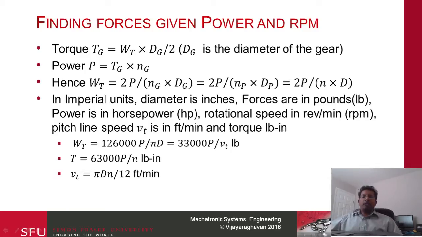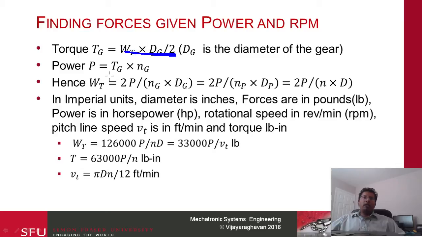So typically what happens in the design process itself is you'll probably know the power. So first we'll look at the formula for the tangential force based on the torque. We already know that if this is my gear and the force is being applied over here, this is Wt, and this distance is going to be the radius, which is half the diameter. So based on that, I can write this formula over here. The torque is going to be the tangential force times the radius, which is half the diameter.